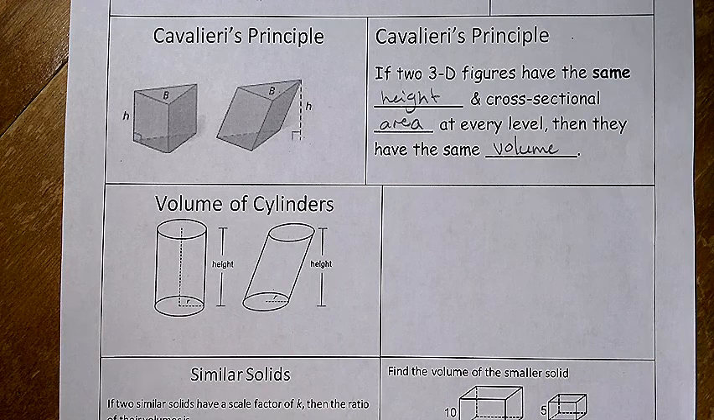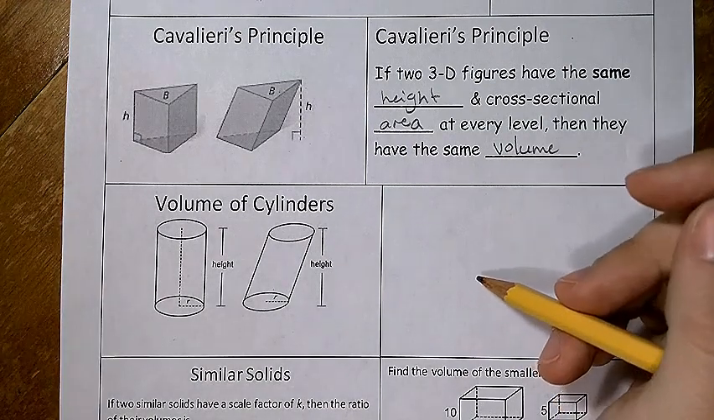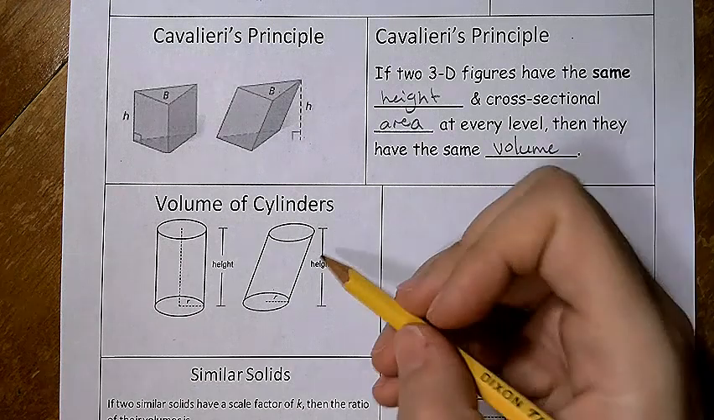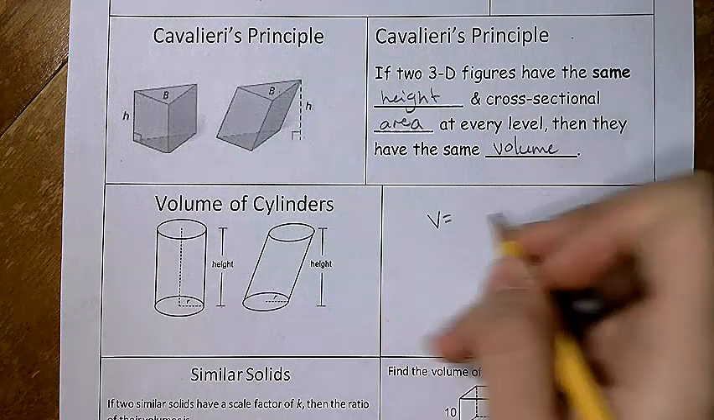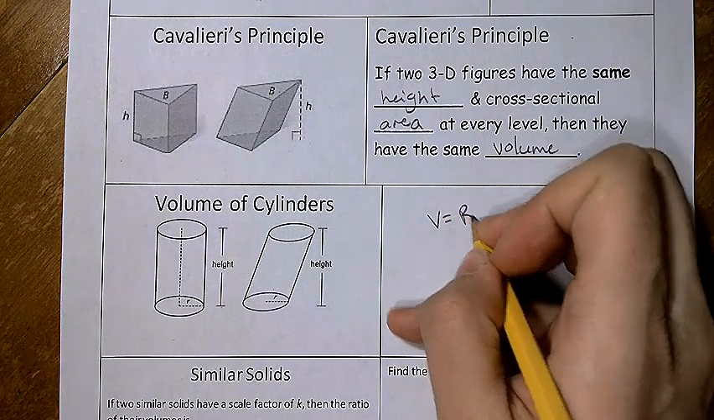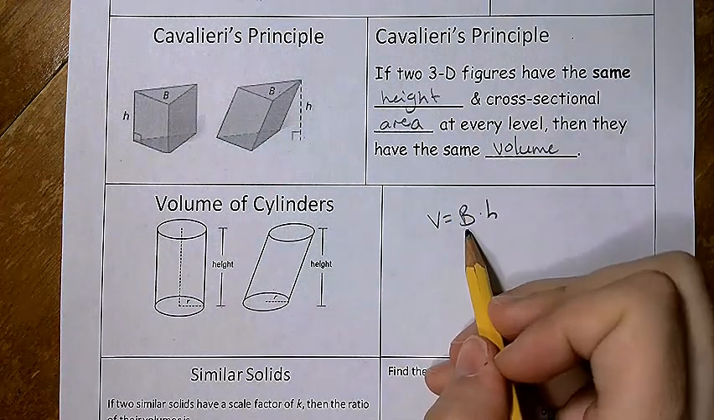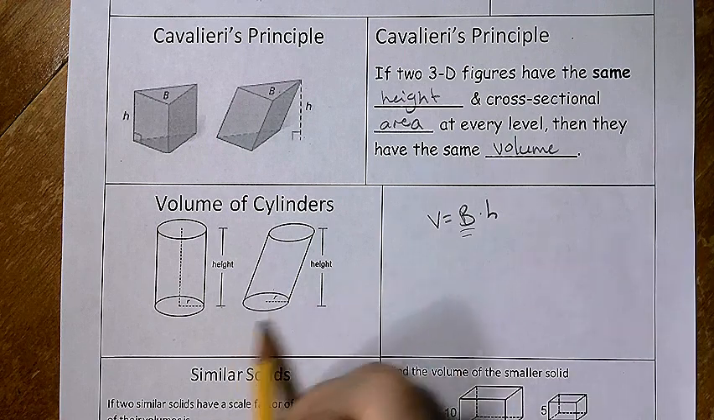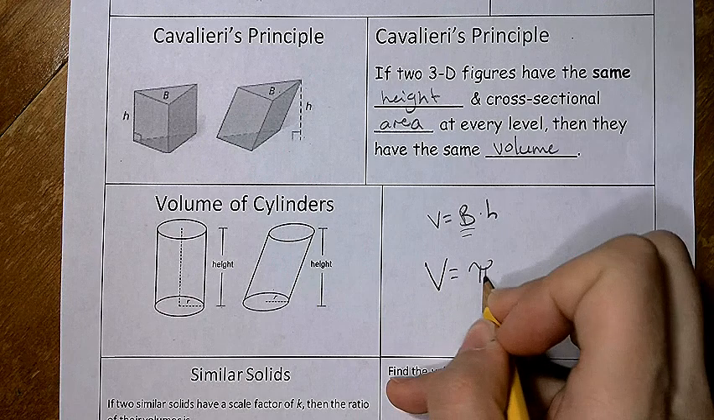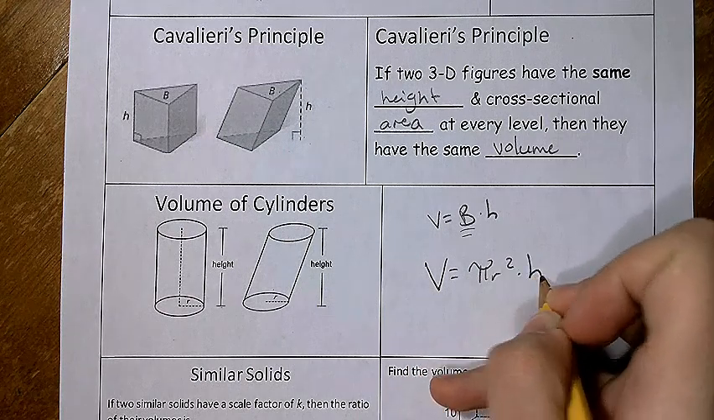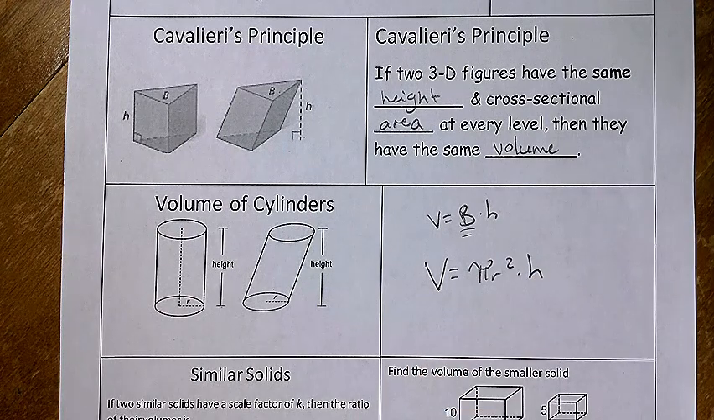Volume of cylinders. This is a special case of a prism, basically. So we have a height here, and we know that the volume of a prism, I'm going to copy it down again, is the area of the base times the height. Well, we actually know what the area of the base is if it's a circle. The area of the base would be pi r squared, and then we have to multiply that by h. So a cylinder has the volume of pi r squared times h.